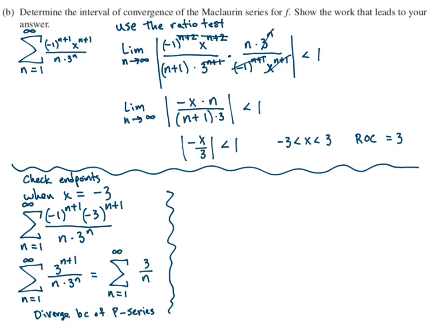You could also use the integral test. That integrates to natural log, do an improper integral, and that's fine as well. So that one does not work. That one diverges, so I don't want to put an equal sign on the negative 3. So let's go ahead and check the right endpoint now.